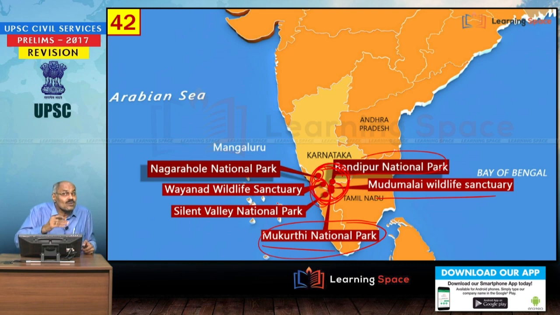Bandipur, Nagarhole, these 2 are in Karnataka. Mudumalai, then Mukurthi National Park, these 2 are in Tamil Nadu. Wayanad and Silent Valley National Park, these 2 are in Kerala. Please do not forget these things.